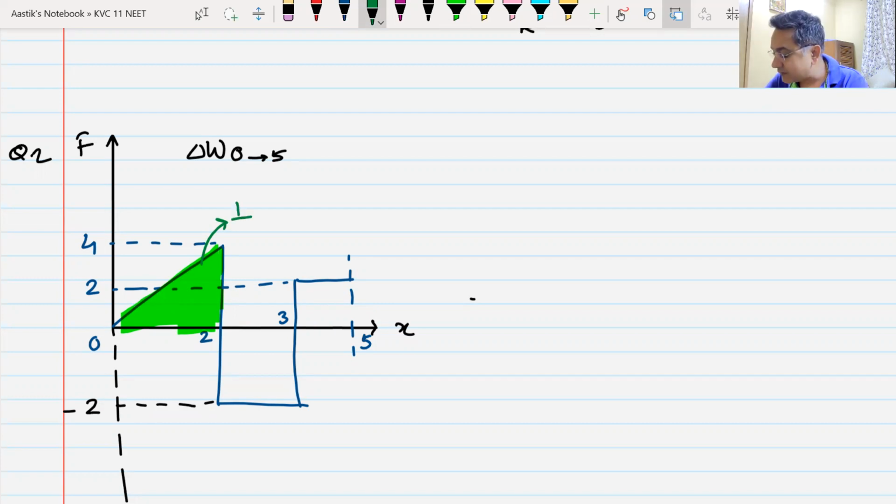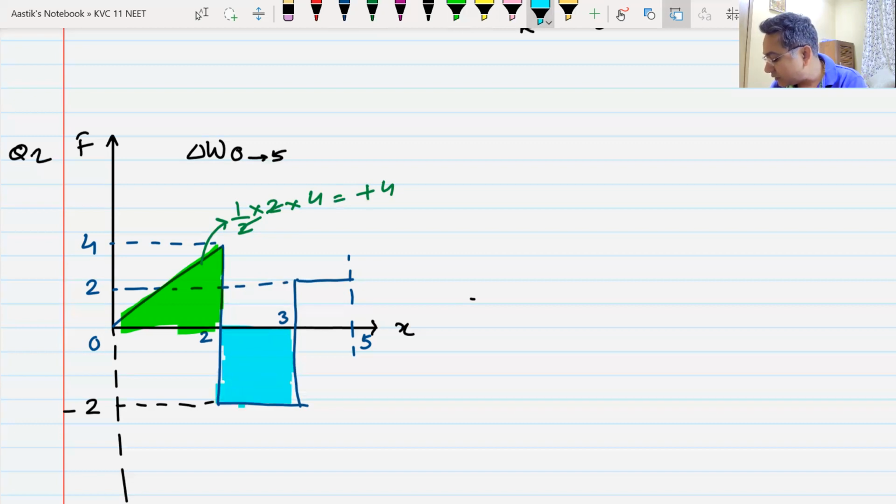Very good. What is the base? 2. Base 2. Well done. How much is the height? 4. Height 4. Well done. Will it be positive or will it be negative? Positive. Why positive? Above the x-axis. Good. So this becomes plus 4. Very good. Let us now move on to this blue area.